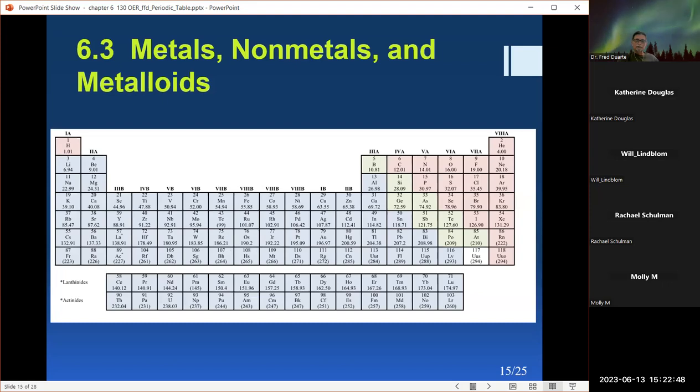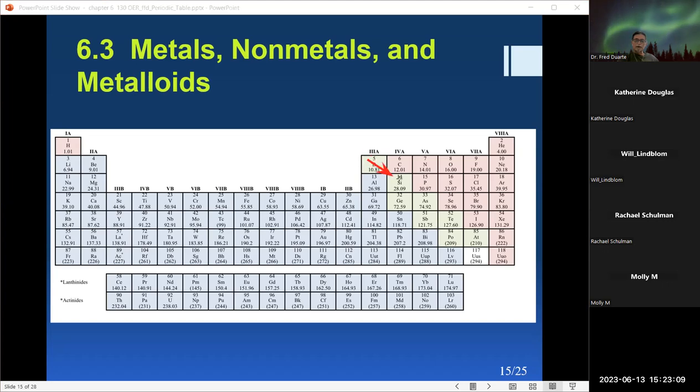All right, we've talked a lot about metals and nonmetals. Here's a periodic table. Everything in blue here is a metal, where the nonmetals are shown in green, starting with boron.